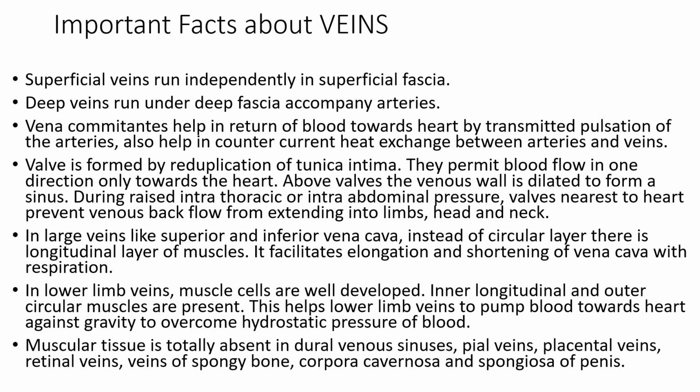Then in case of large veins like superior and inferior vena cava, instead of circular layer of muscles, there is longitudinal layer of muscles, and this will facilitate elongation and shortening of vena cava with respiration. In lower limb, the muscles are well developed in the walls of blood vessel. The inner longitudinal and outer circular muscles are present, and this will help the lower limb veins to pump blood towards the heart against gravity and to overcome hydrostatic pressure of the blood.